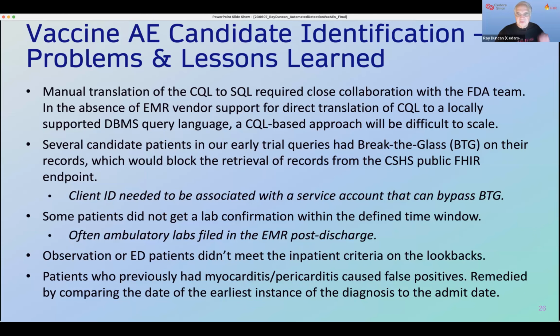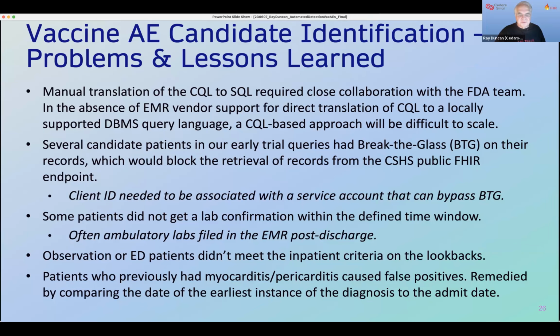One of the things we ran into early is that a lot of our vaccinations in our EMR are actually for employees and staff and families of staff. And those records often have a break the glass protection on them, which blocks their retrieval during FHIR. We had several different attempts to overcome that. And we finally figured out that if we associated the client ID with a service account that has privileges to bypass break the glass, that would solve our problem.